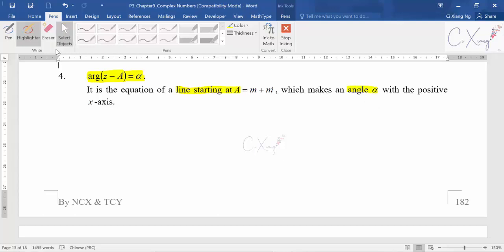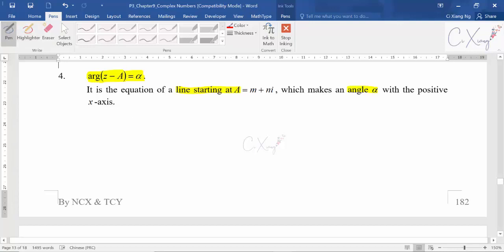So maybe I can start giving you one example here. Let's say I have argument of z plus 2 minus 2i equals negative pi over 4. This is a question related to argument, so you need to draw the graph first. The first step is to adjust it to become z minus a complex number, and it equals negative pi over 4.